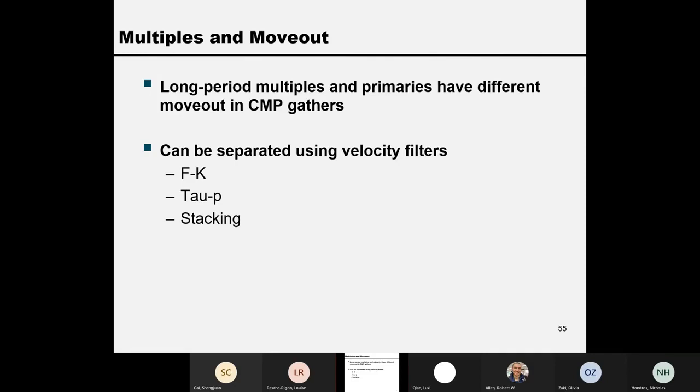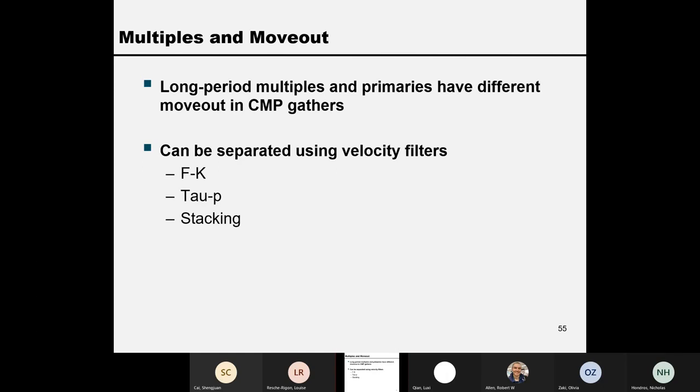For primaries, we use a velocity slightly lower than the true velocity because we do an overcorrection of primaries, but an undercorrection for multiples. So that means after the FK transform, the primaries and the multiples are in the negative and positive K domain, right? They're separated by the direction.